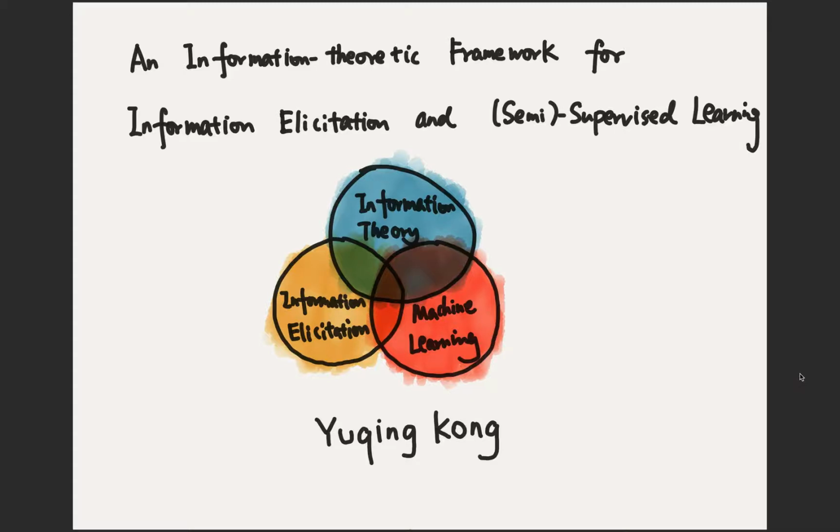Hi everyone, I'm Yuqing. I will briefly summarize a line of my works that propose an information theoretic framework for both information elicitation and semi-supervised learning. These works touch three areas. One is information theory, and the other two, as I mentioned before, are information elicitation and machine learning.